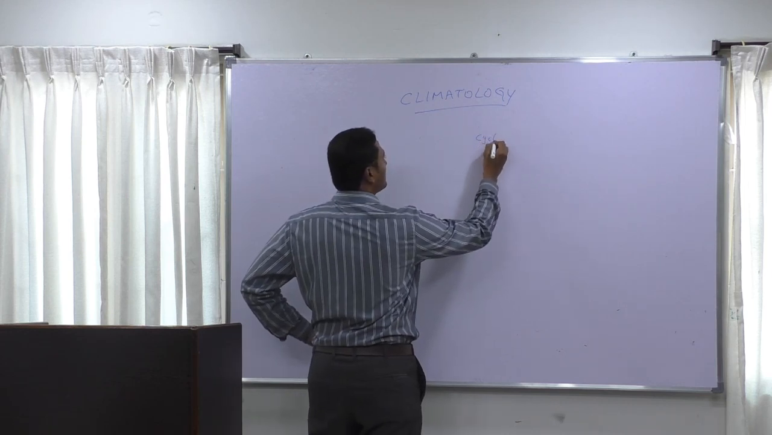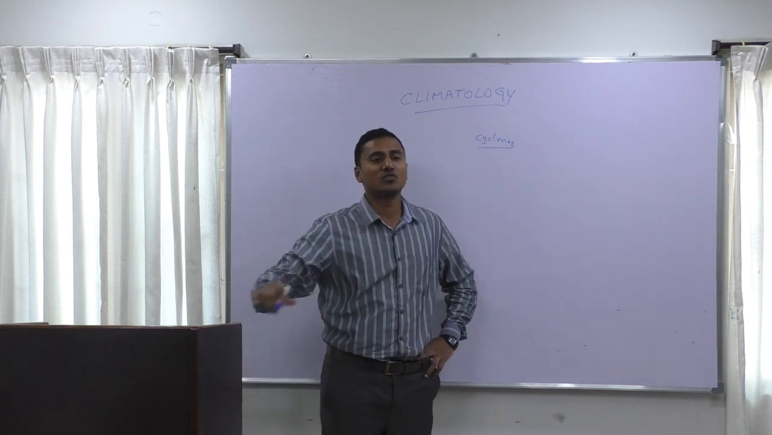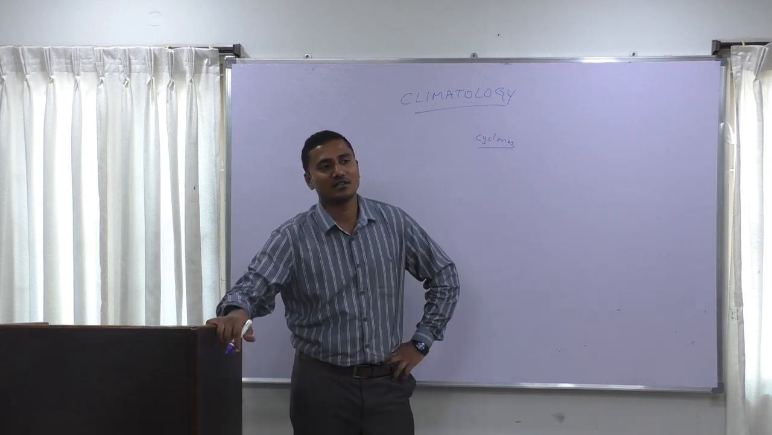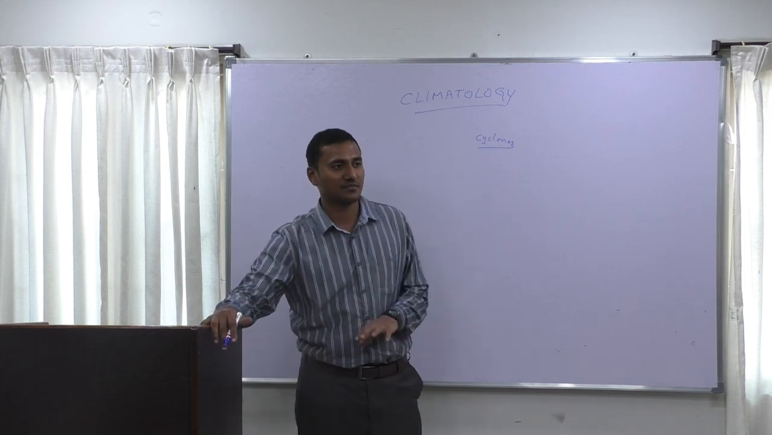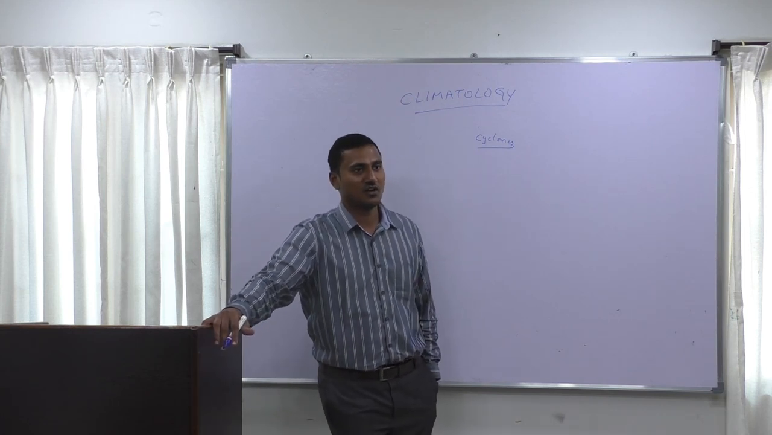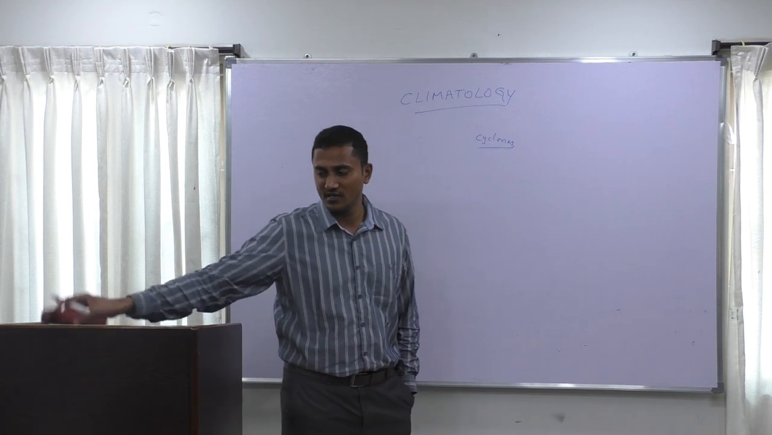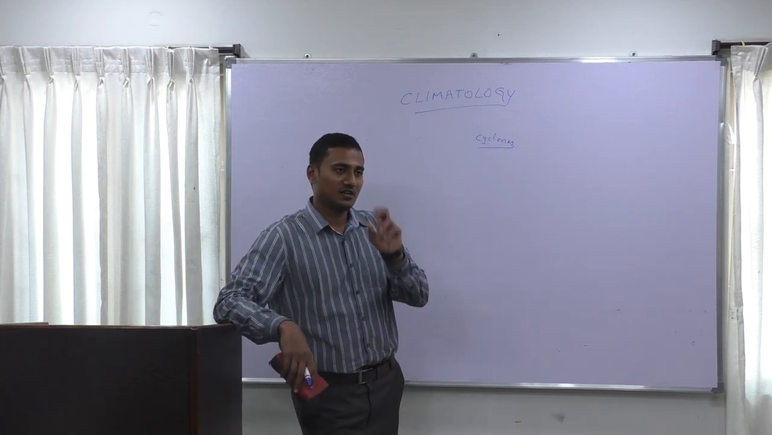My idea is to first finish cyclones. But to finish cyclones, I have to first talk about air mass. What is an air mass? After that only I can move to cyclones. Generally in geography, I can directly tell cyclones without telling air mass also, but here I have to tell about air masses. That's why today, in climatology, I want to finish the air masses topic.